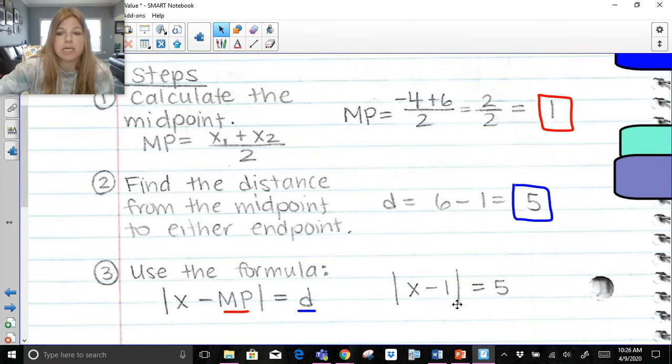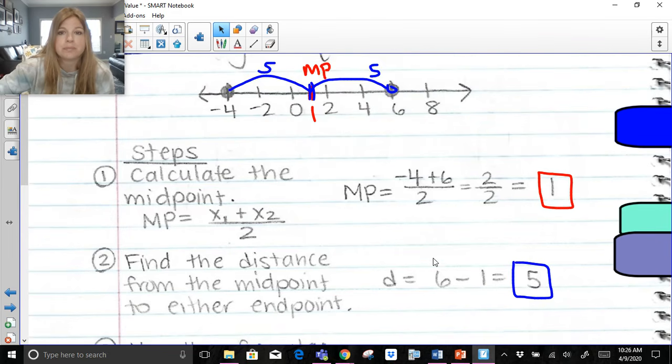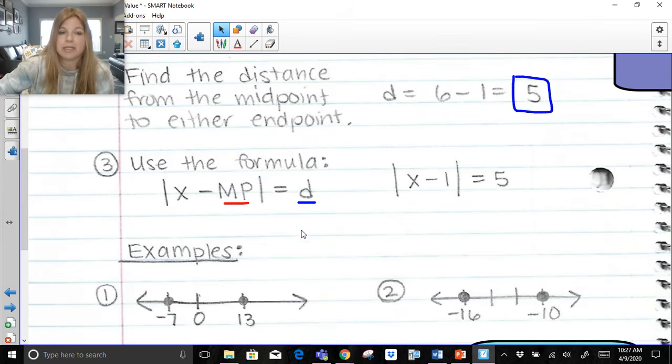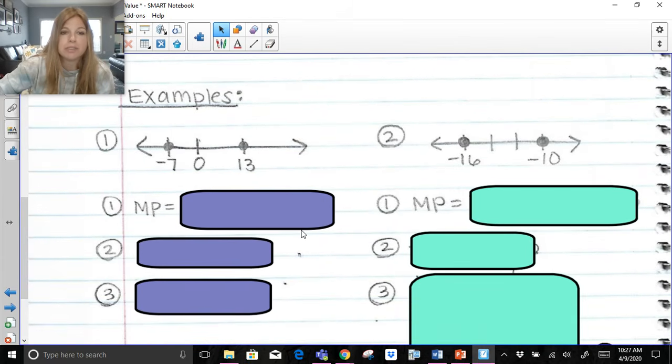Now look at this equation, x minus 1 equals 5. If I went back up here, negative 4 was one of my solutions. What's negative 4 minus 1? Negative 5. What's the absolute value of negative 5? 5. If I plug in a 6, 6 was my other solution. 6 minus 1 is 5. The absolute value of 5 is 5. Works perfectly. So I have 2 examples for you here.